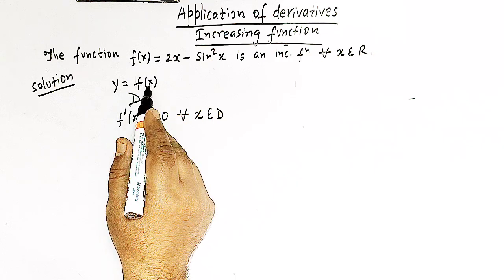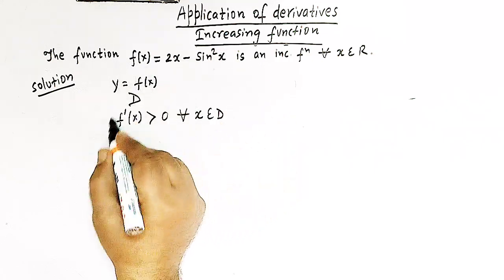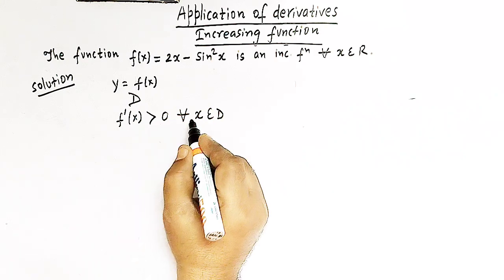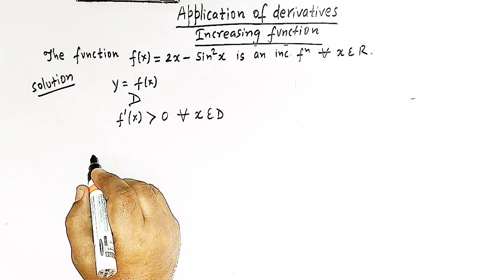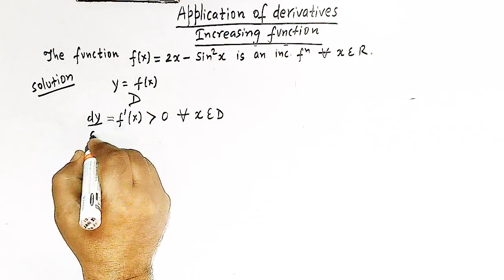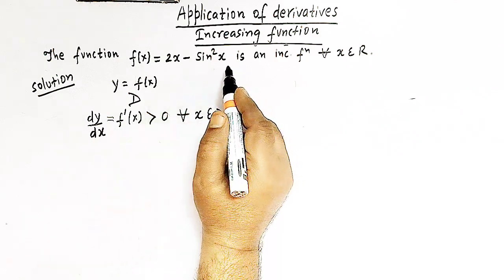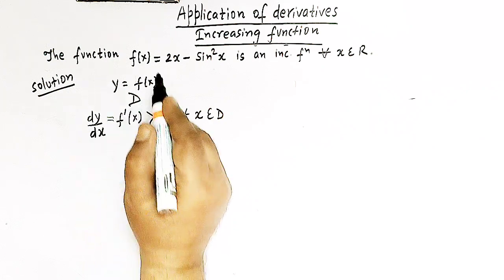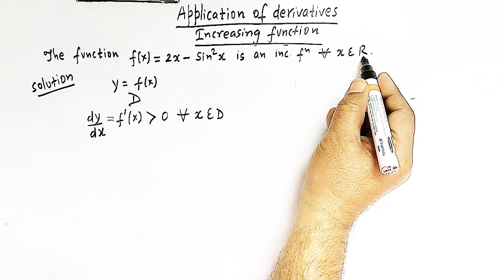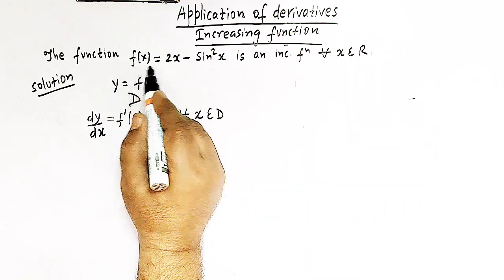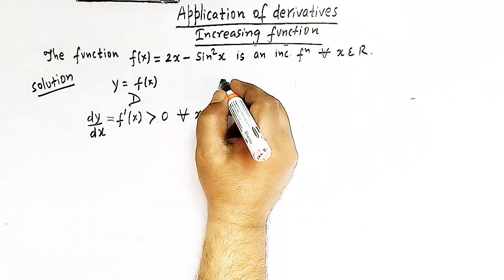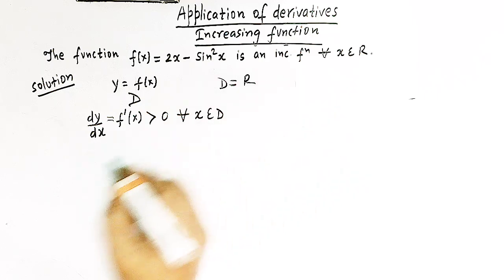So here f of x is said to be an increasing function if the derivative, that is f prime of x, is always a positive quantity for all values of x belonging to the domain. Here f prime of x can also be written as dy over dx. We'll use this definition to prove that this function is an increasing function for all values of x belonging to R. We can easily see that the domain of this function is the set of all real numbers. So here the domain is R.